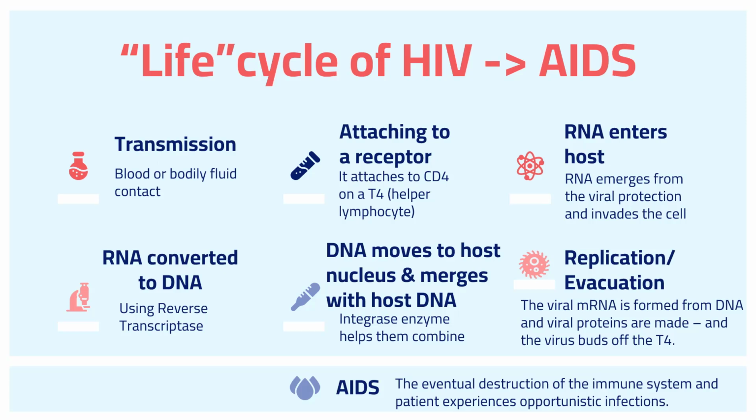So we're going to talk about fusion inhibitors. That's a place where fusion between HIV and the T4 cell occurs. Once that fusion occurs, RNA is able to enter the host cell, being that T4 helper cell, and it emerges from the viral protective coat. RNA is then converted to DNA using reverse transcriptase. So we're seeing now there are several areas where we can interrupt the replication of HIV. We can prevent the virus from attaching to a T4 cell. We can prevent the RNA from entering the host. We can prevent that reverse transcription from occurring.